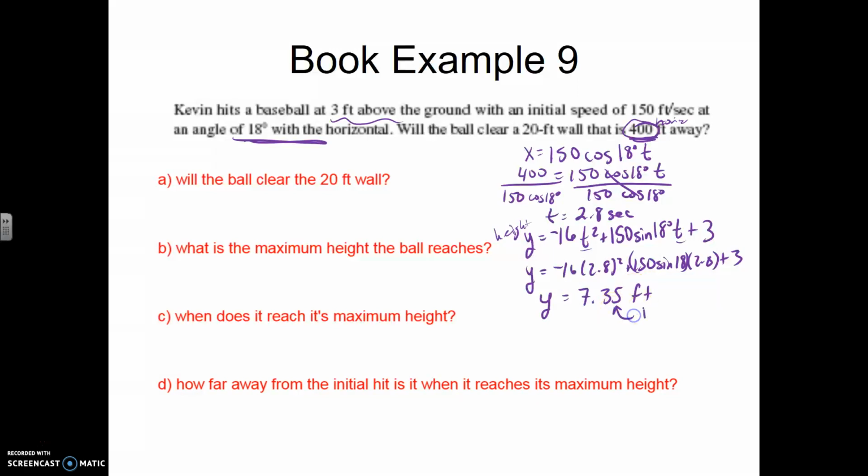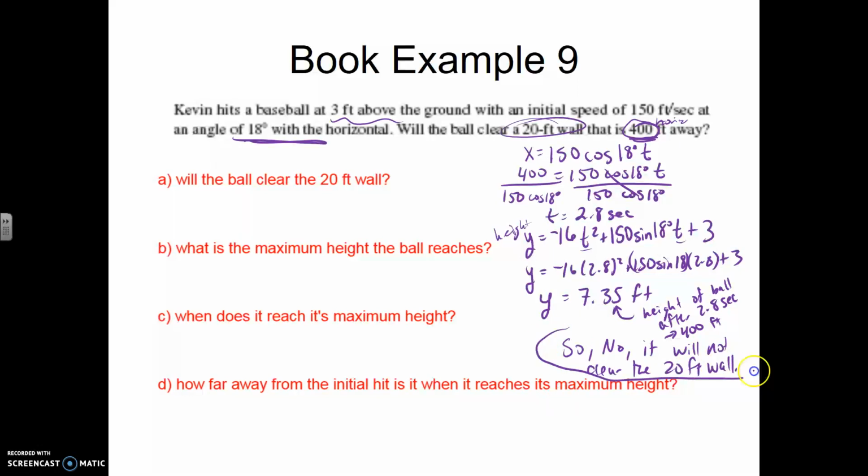So what this represents is the height of the ball after 2.8 seconds, which means it's 400 feet away. Now, we said it needs to clear a 20-foot wall, so the answer is no. No, it will not clear the 20-foot wall. This is ultimately my answer for question A.